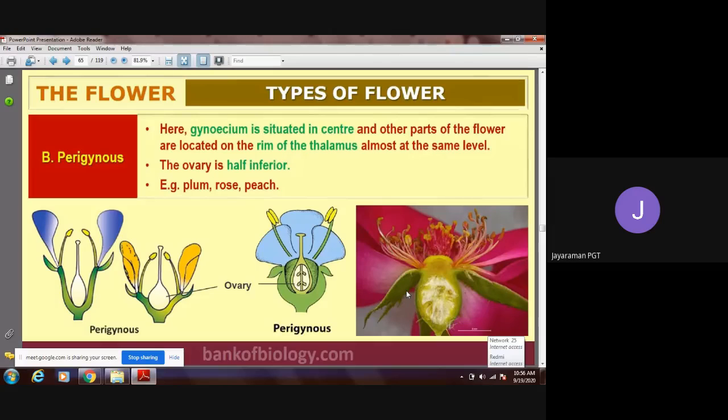Next is perigynous. In a perigynous flower, the gynoecium is situated in the center. Other parts are located on the rim of the thalamus. The thalamus forms a rim, a cup-like structure here. So look at this picture. Ignore the first picture. In this picture you can see the thalamus forms a rim-like structure, and the flower parts are arranged on the rim, and that level is almost the middle of the ovary. So almost like the center of the gynoecium. So this is known as perigynous.